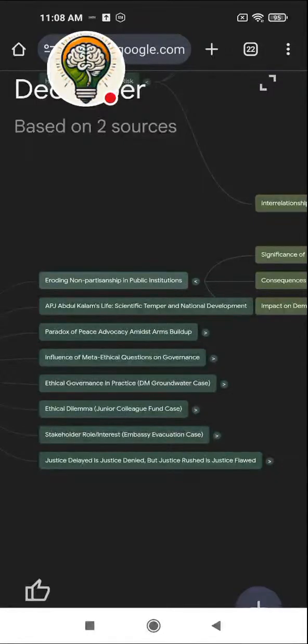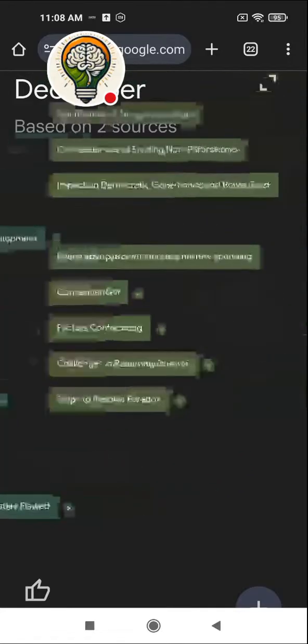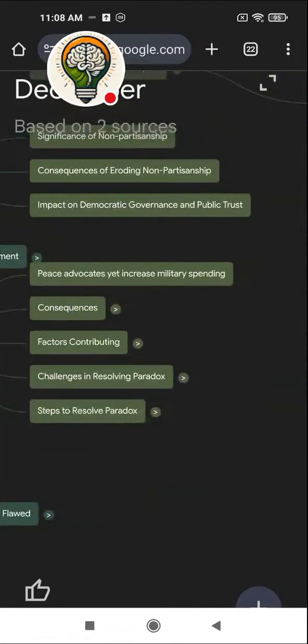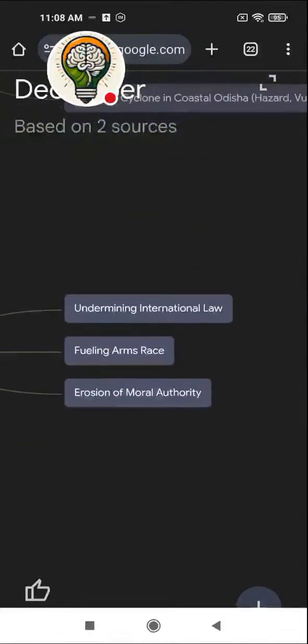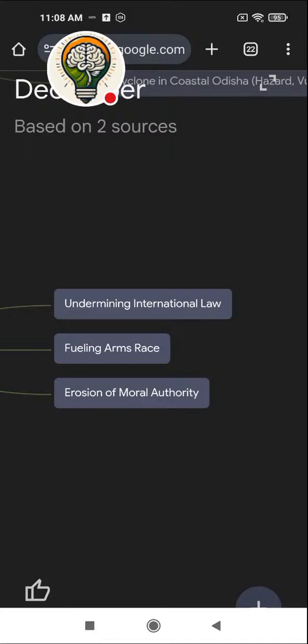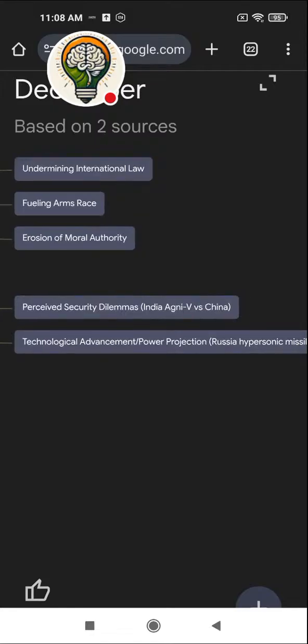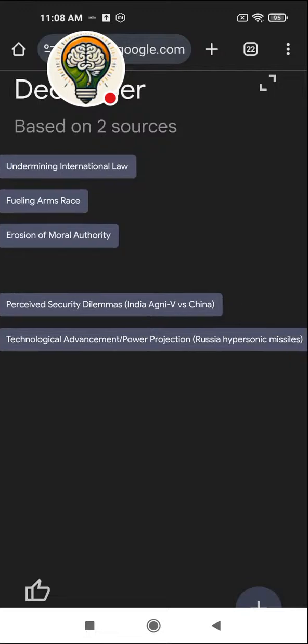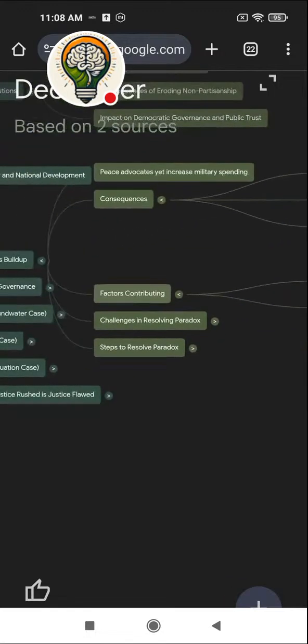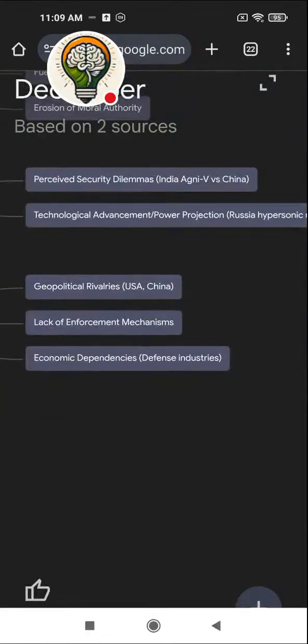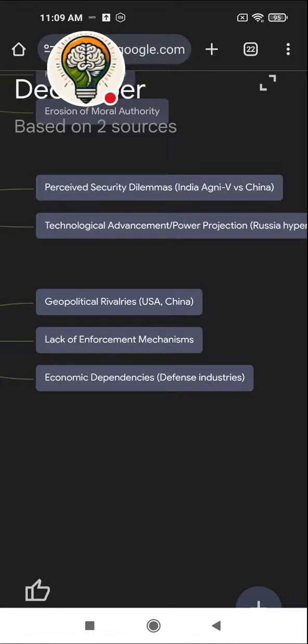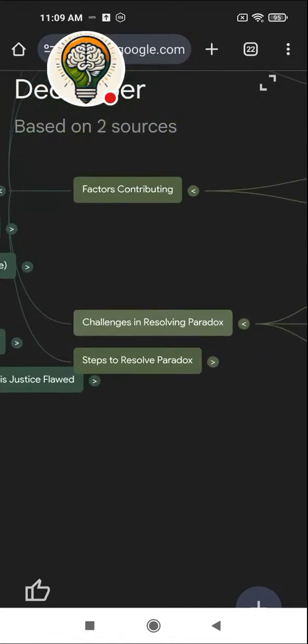Then paradox of peace advocacy amidst arms build-up. Then the peace advocate yet increase military spending consequence. So undermining international law, fueling arms race, and erosion of moral authority. Then factor contributing are the perceived security dilemma, India Agni 5 versus China, and technological advancement, power projection, Russia hypersonic missiles. Then the challenge in resolving paradox, so geopolitical rivalries like USA and China, lack of enforcement mechanisms, and economic dependency and defense industries. Then comes the step to resolve the paradox.